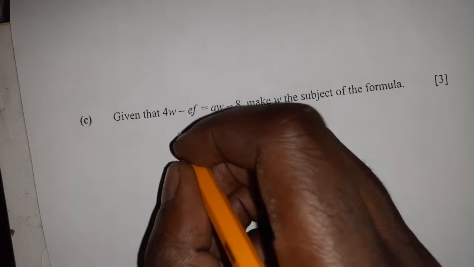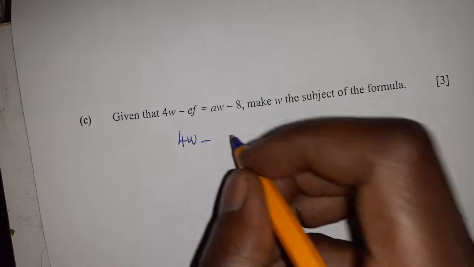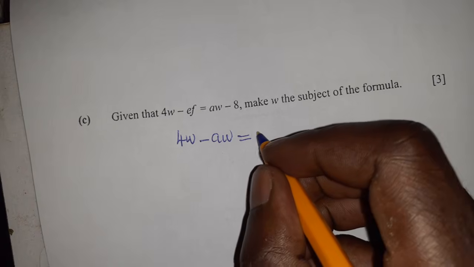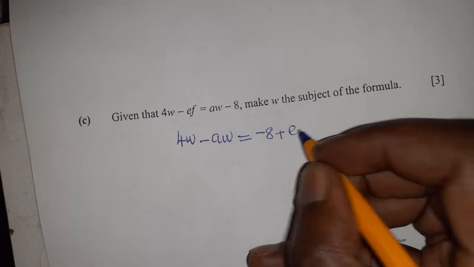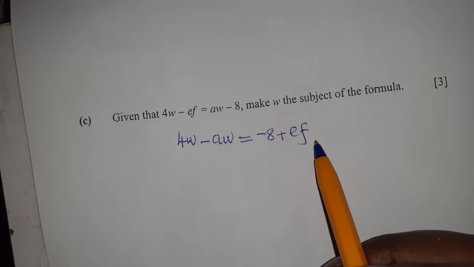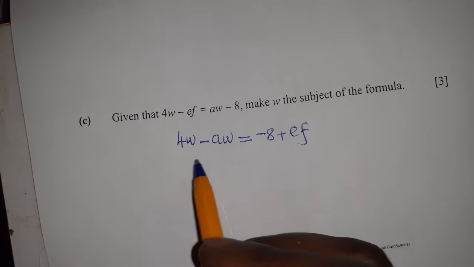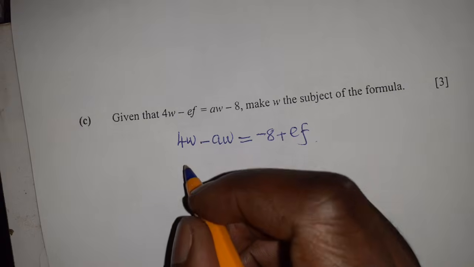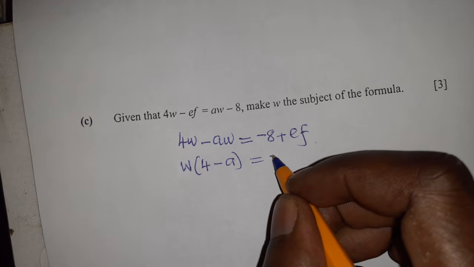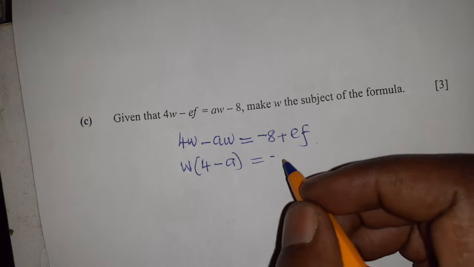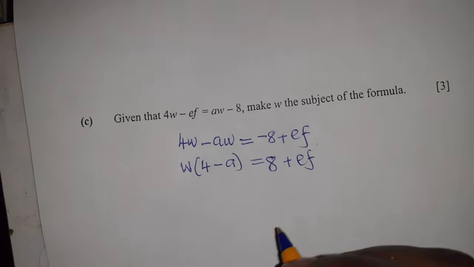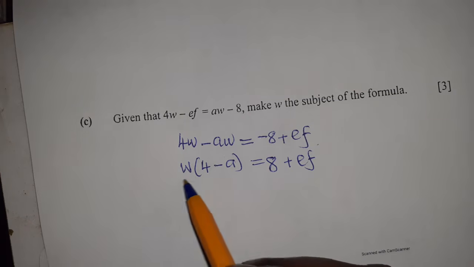So this is going to be 4W minus AW is equal to, if you want, you can start with the minus 8, then plus EF. Minus 8 here, then this one must come to the other side. At this point you need to factorize W. You remain with 4 minus A, equal to, and you can maintain it the way it is here, or you can start with a positive. It's one and the same thing: 8 plus EF.